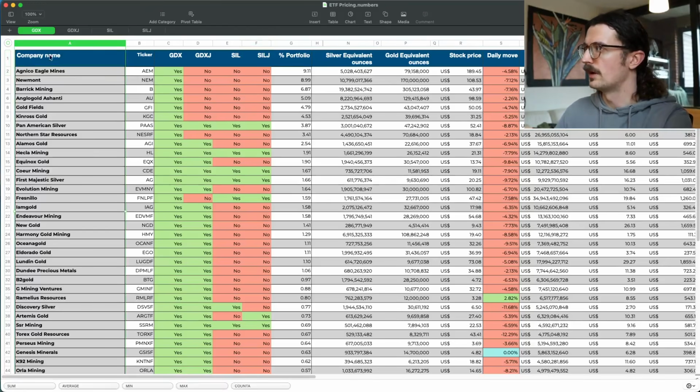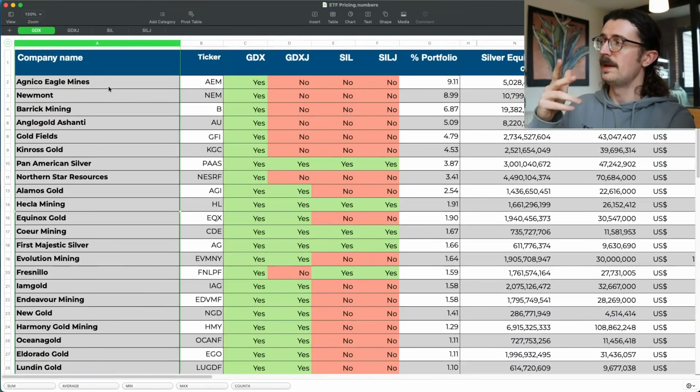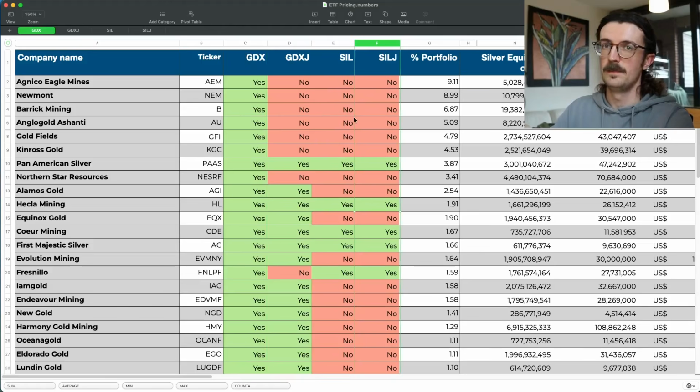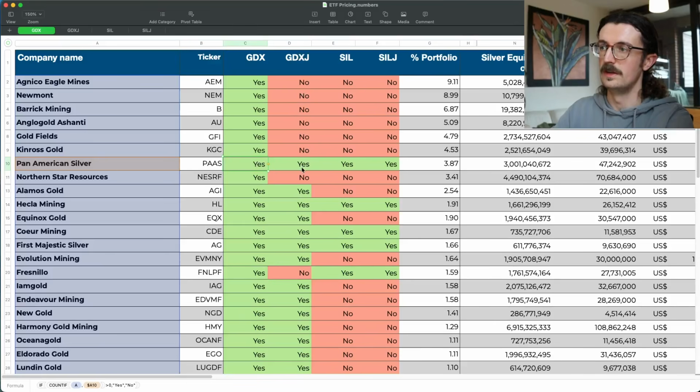And in the first column here, you can see the names of all of the companies. Wait, I'll make this a little bit bigger for you guys. Right here in the first column, you can see all the names of the companies that are in the GDX. This tab is the GDX. Right here in C, D, E, and F, you have a column showing if this stock is in another ETF as well. So you see, for instance, Pan American Silver. It is in the GDX, but it is also in the GDXJ, it is also in the SIL, and it is also in the SILJ.